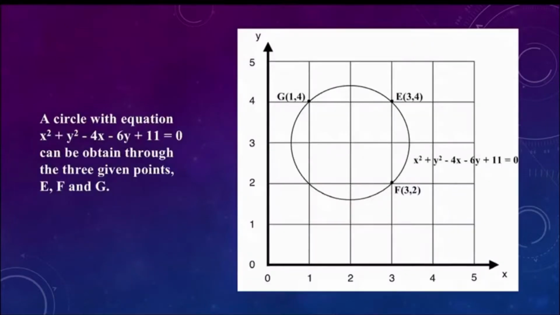Here is the visual aid for the circle. The circle with the equation x squared plus y squared minus 4x minus 6y plus 11 equals 0 can be obtained through these 3 points E, F, and G.